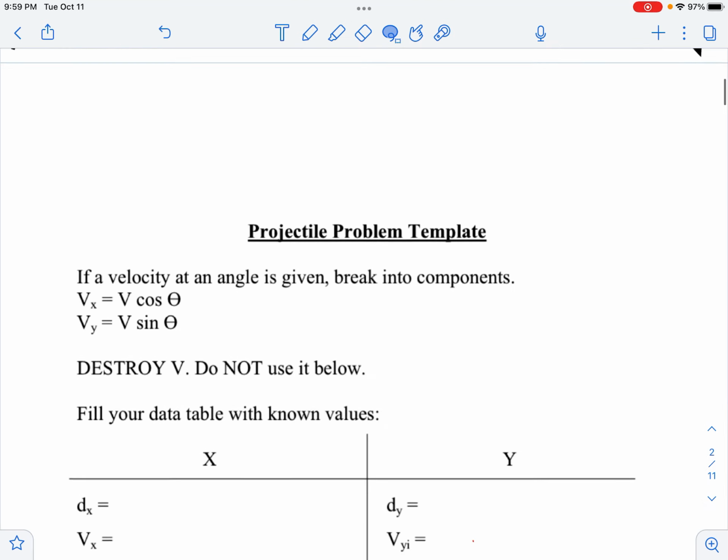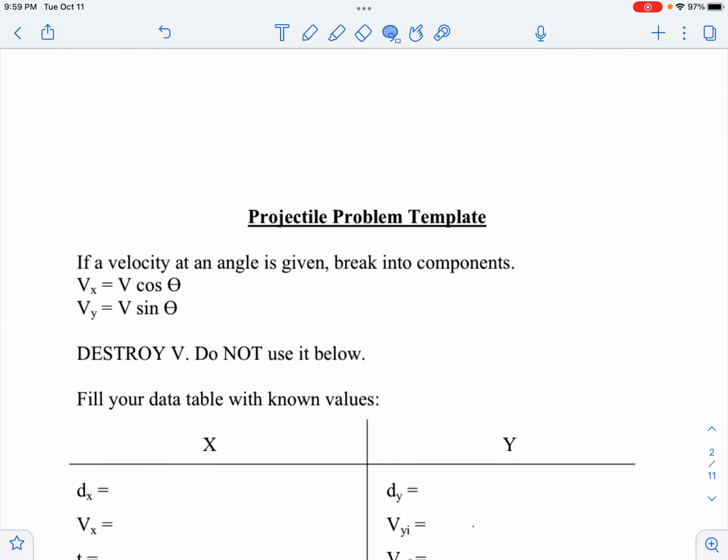So the first thing we need is some initial information about our projectile. Our projectile has an initial speed of 28 meters per second, and we're going to launch it with a direction of, let's say, 53 degrees above the horizontal. The first thing we're going to do is take this angled projectile and break it up into components.